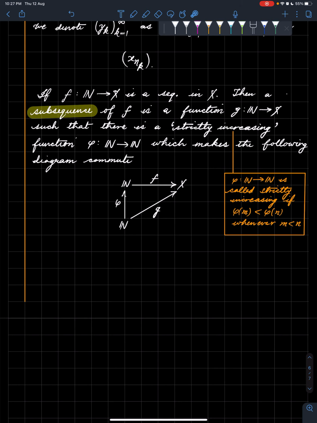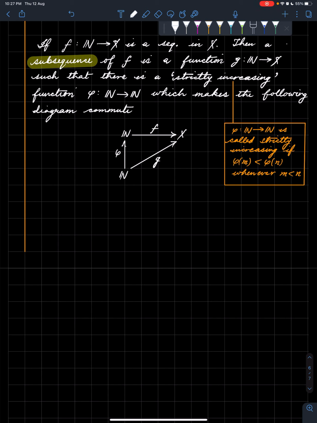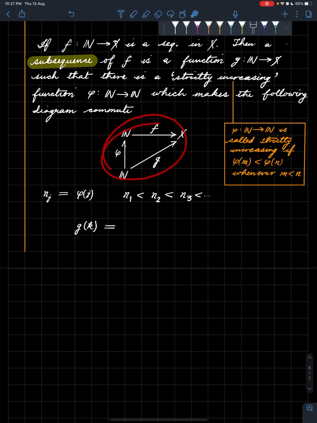Once we have a phi, let me write n_i to denote the image of I under phi. So the strict increasingness of phi says precisely that this is the case. Okay. And then what is g of anything? Let's say g of k. G of k is, yeah, so I did not say what this is.